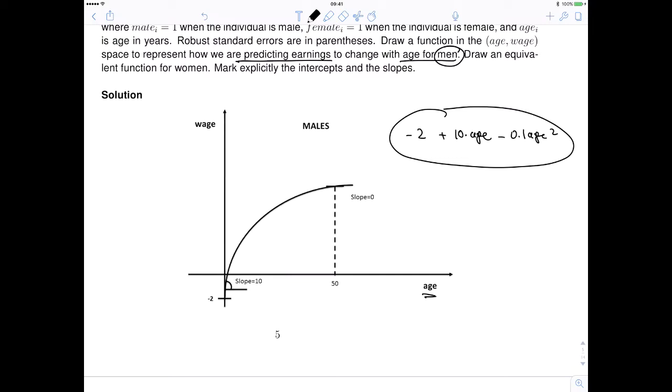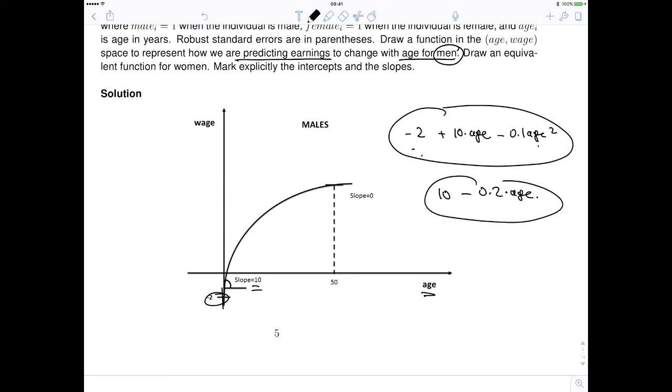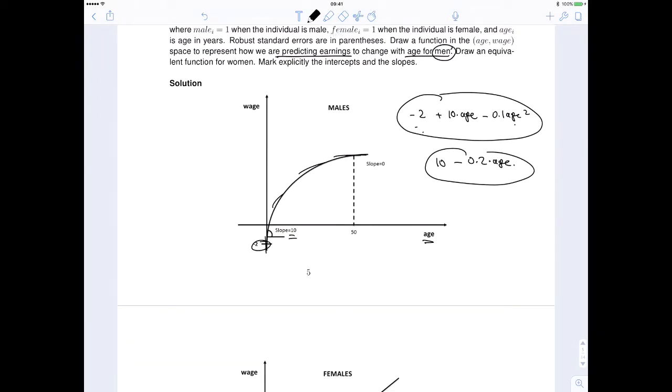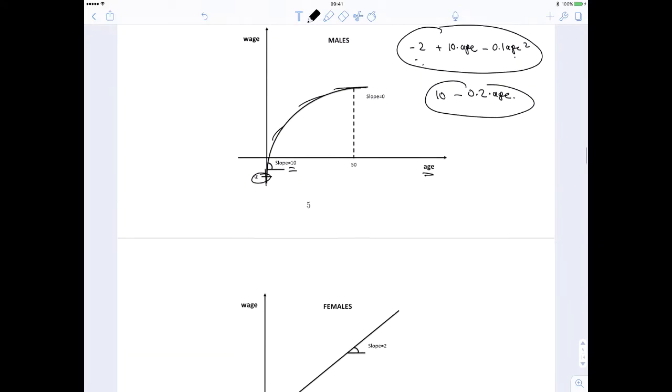So when age is equal to 0, you go to minus 2, okay? What's the slope at age equal to 0? The slope at age equal to 0 is 10, right? Because what's the derivative of this with respect to age? It's 10 minus 0.2 times age, right? So what happens to this slope as age increases? This slope gets shallower, shallower and shallower over time, okay? Everybody with me? And that's how we get to this. It's a concave function.